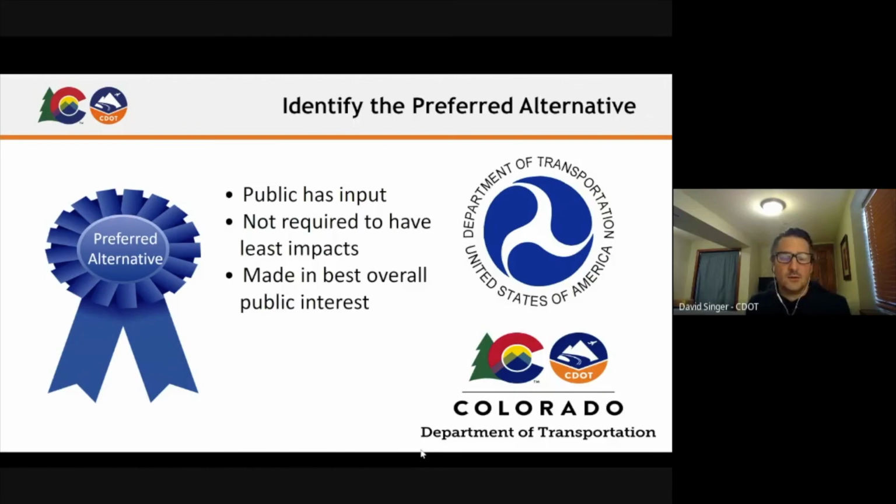And so, you know, thinking about I-70 East, there were a lot of impacts, a lot of significant impacts. I think we relocated 50 homes at least. And so it may not be consensus, it may not be unanimous, but we do make those sometimes hard choices.